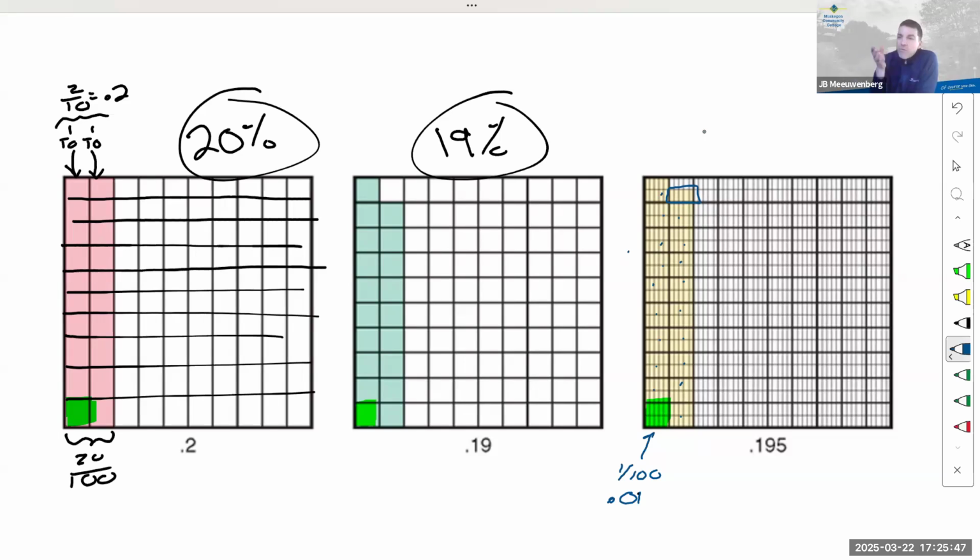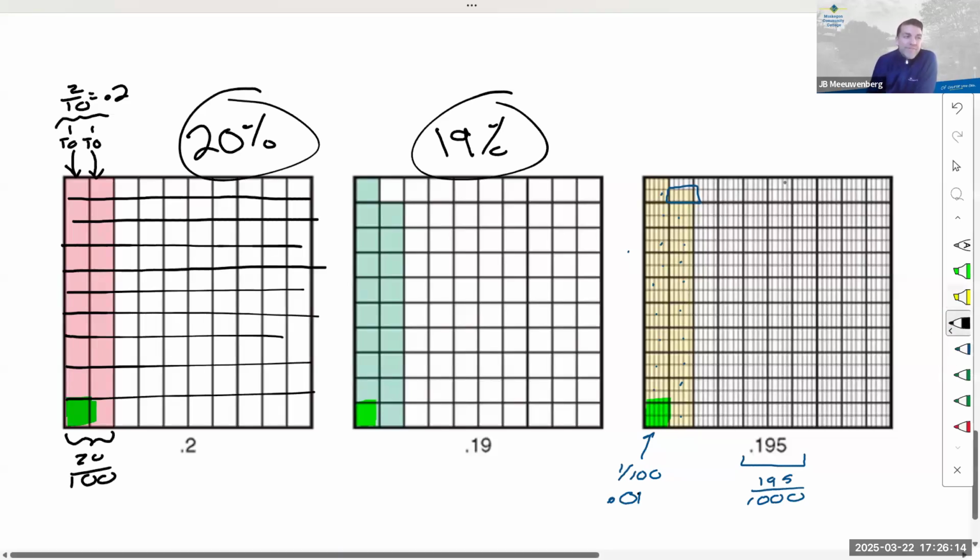I gave you a grid that was not just cut up into hundredths, but it's smaller thousandths. And we can see that represented here, 195 thousandths. But when we are dealing with percentages, we're trying to represent it out of 100. That's what percentage means. So we can view it or think about it as out of 1,000, but we have to state its percentage as out of 100. So can you figure out what that would look like? Well, we already kind of did.